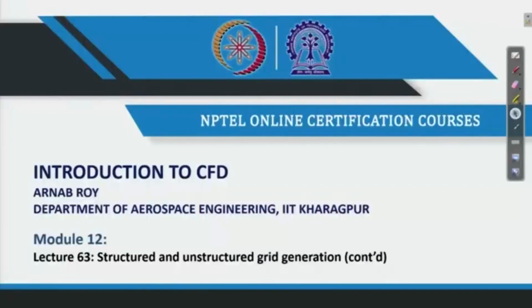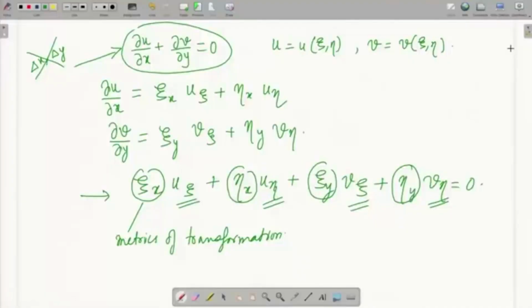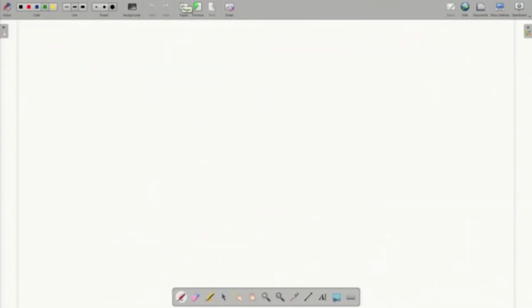We continue our discussion on the calculation of metrics in the context of structured grid generation. So, last time we were talking about transforming the continuity equation, and we just introduced the concept of metrics of transformation. So, let us expand on the idea of what the metrics are all about.